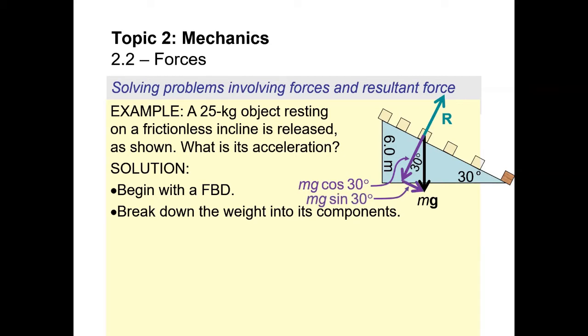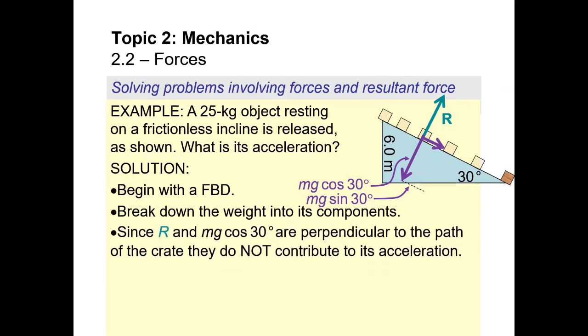As it is a frictionless surface, no friction is acting on it. We can move the vector around in a parallel manner. Since R and mg cosine 30 degrees are perpendicular to the path of the crate, they do not contribute to its acceleration, so they cancel out.